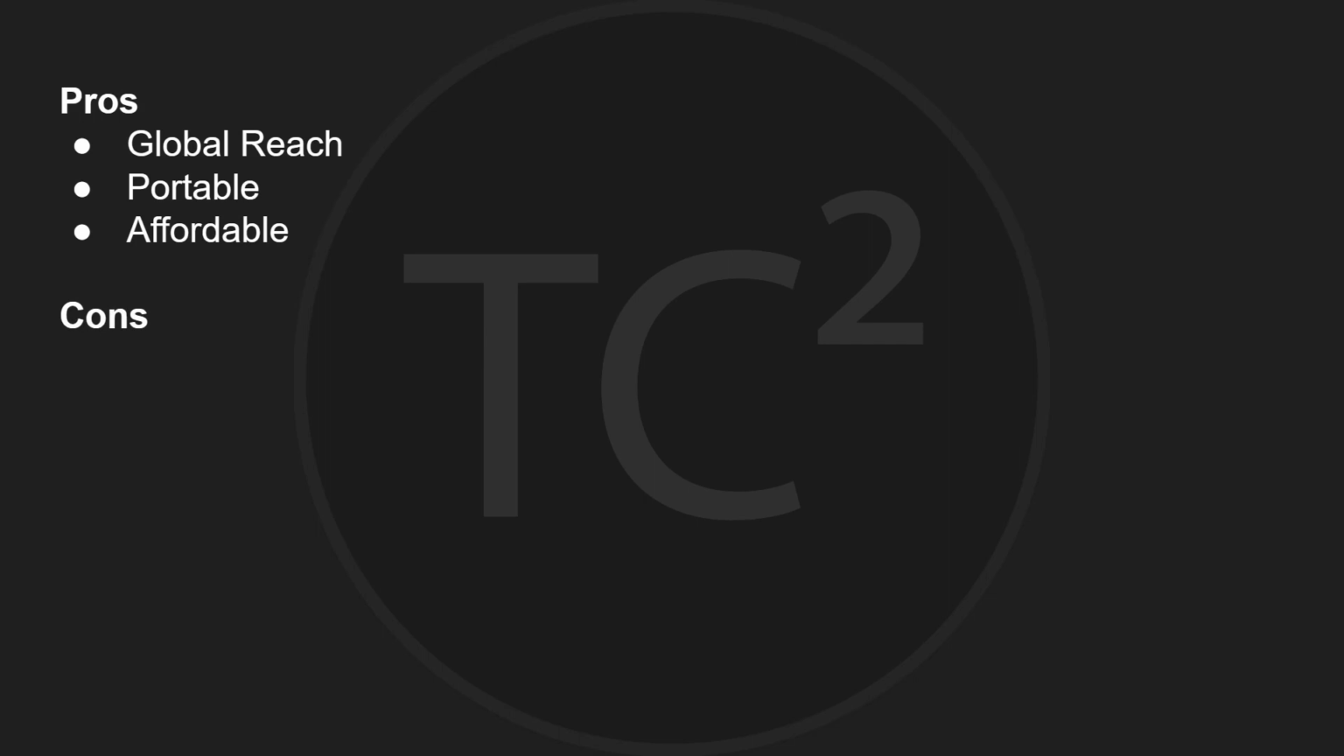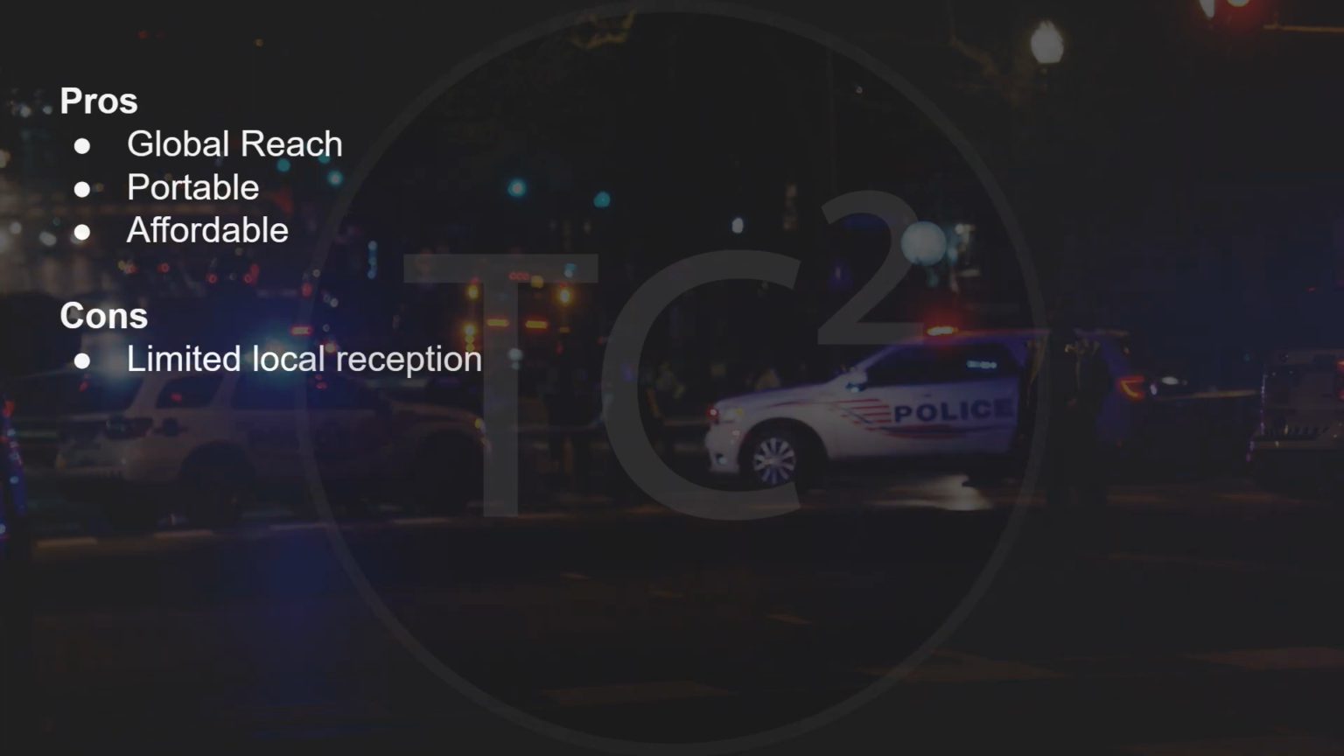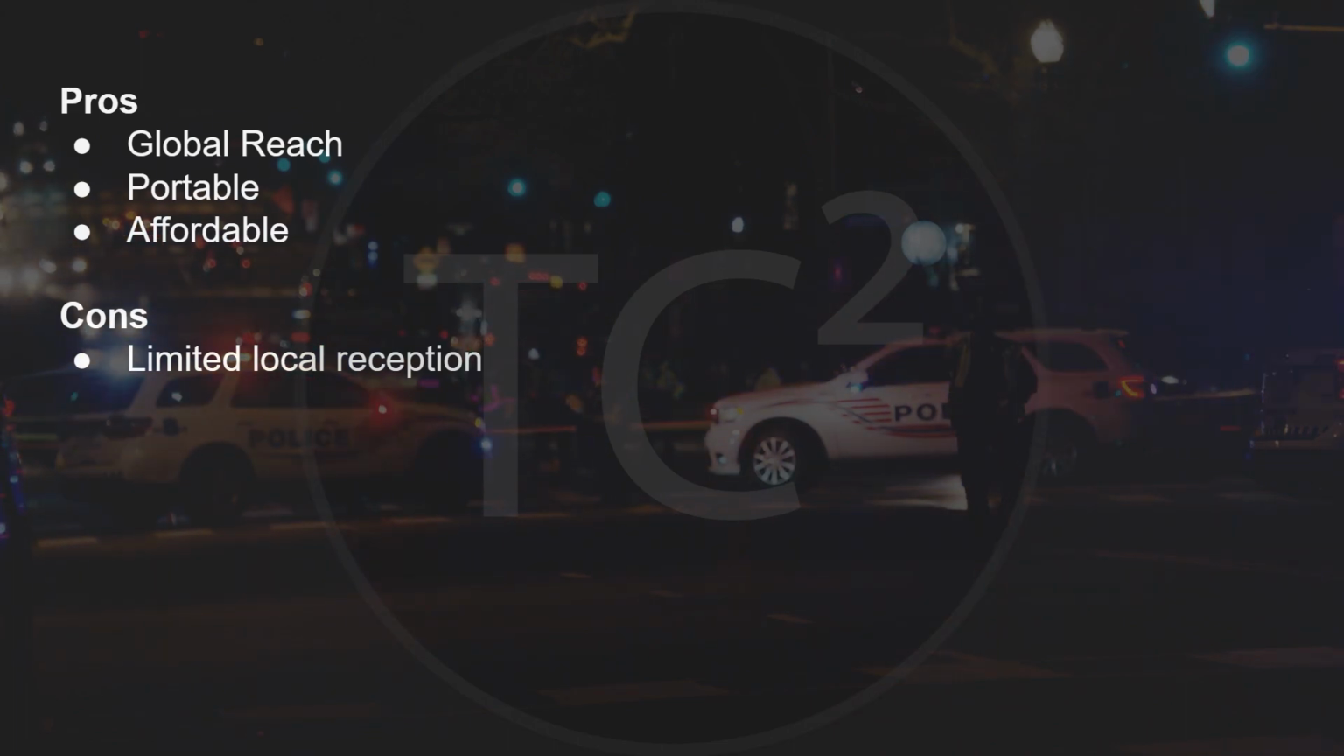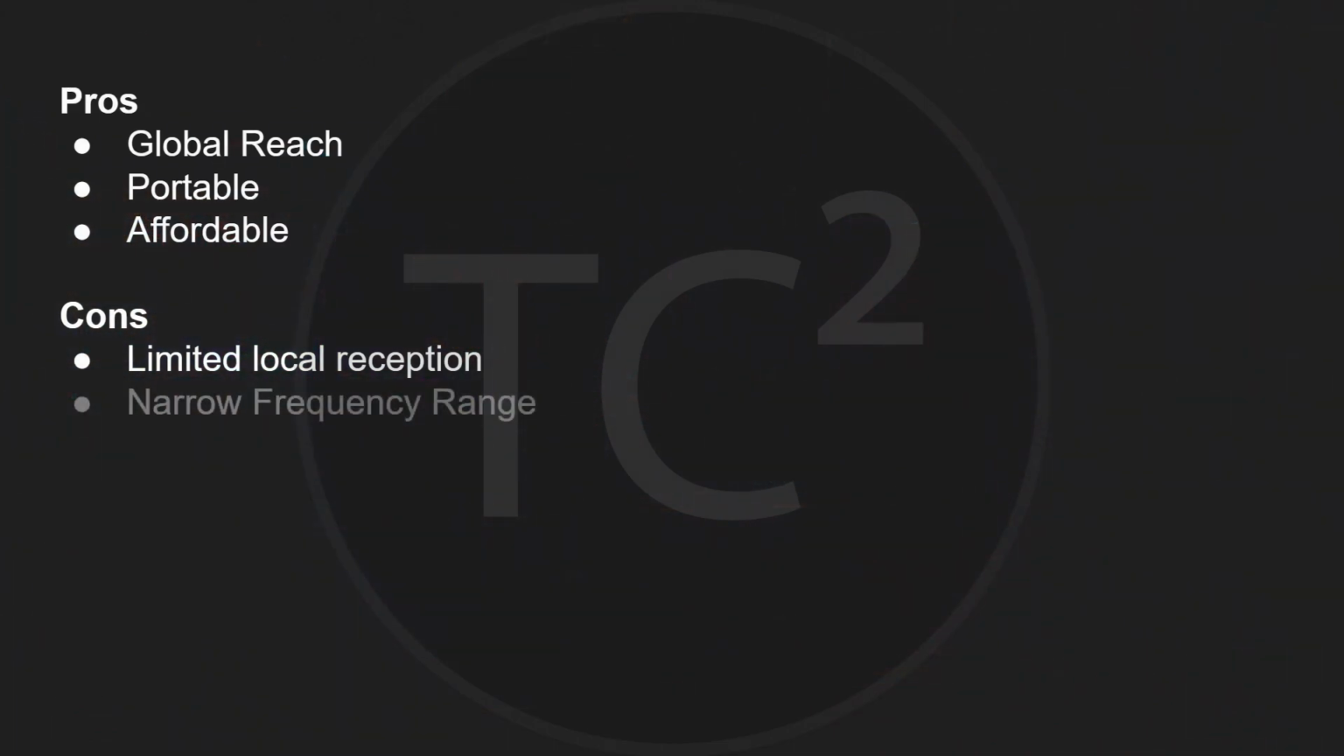Now on to some cons. The first one is going to be their limited local reception. So while they're great for picking up signals across the globe, they don't pick up the local services like police or fire and emergency services that the scanners and communications receivers are able to. And this is due to their narrow frequency range. They're usually limited to just the HF bands from 1 megahertz to 30 megahertz.